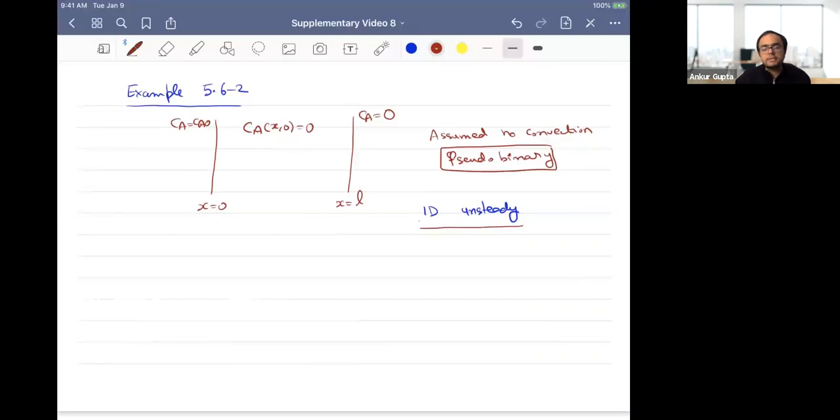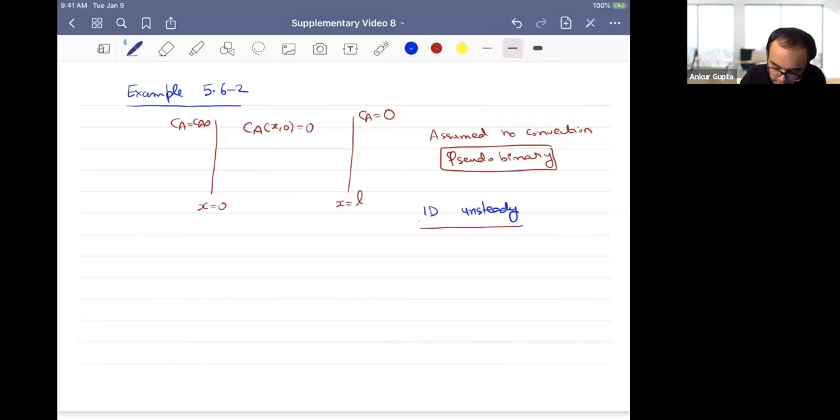Now, if we have this setup, if the length was infinity, you can imagine this becomes the similarity transform problem that we have solved in the class. But in this case, we have not been given that. We have been given a finite length. And the question is to solve for the concentration profile as a function of space and time.